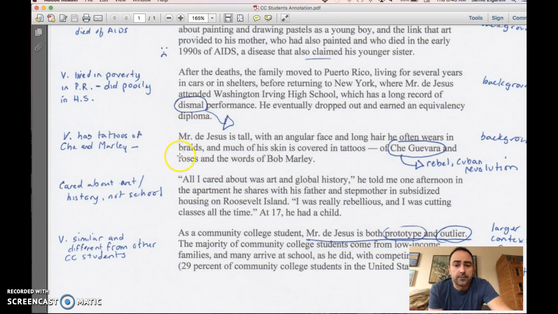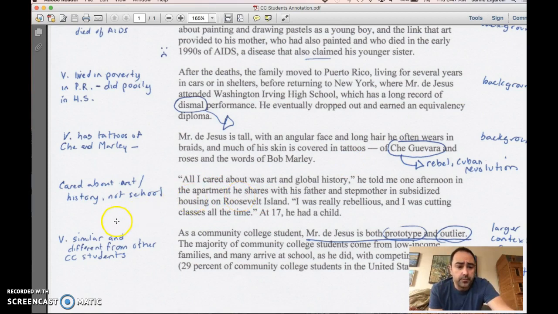This next short paragraph gives me a physical description of Vladimir and talks about his tattoos and what he has tattoos of. If you come across names of people who you don't know, you should look them up, because if you don't know who Che Guevara is and you looked him up, you'd find out that he's a rebel and a Cuban revolutionary. He's also a Marxist. That might tell you something about Vladimir and what is valuable to him. Similarly, if I assumed you might know who Bob Marley is, and you don't, you would also look up Bob Marley and find out that he's a musician and find out a little bit about some of his themes and what he sings about.